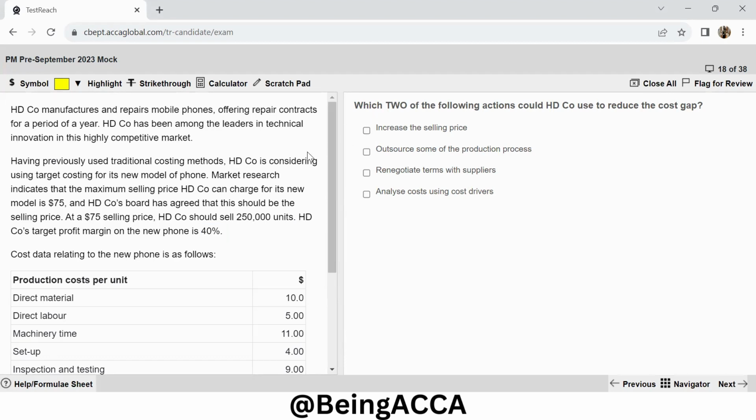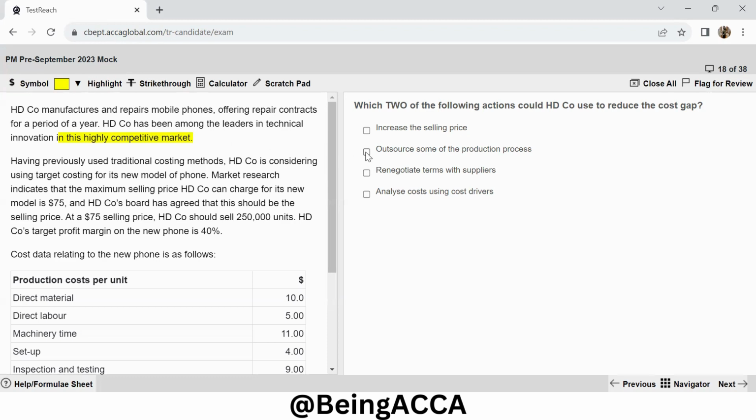Increase the selling price? No, increasing the selling price is not really a feasible solution because the market is competitive. Maybe we will not be able to sell as many phones as possible. It is mentioned over here. It is a highly competitive market. So increasing the selling price is not necessarily the right approach.